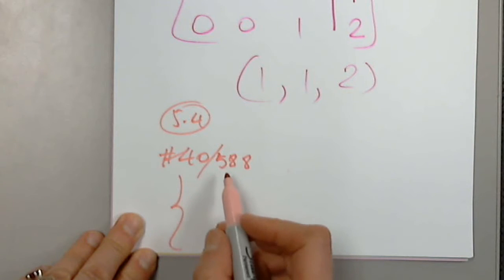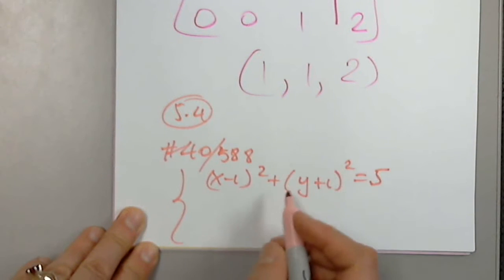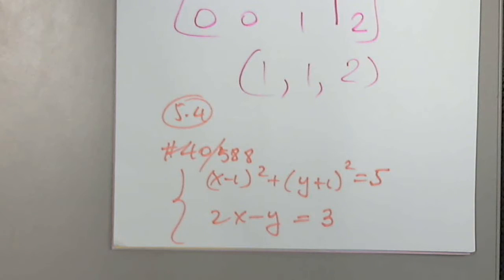So here's a system. X minus 1 squared plus y plus 1 squared equals 5. And 2x minus y equals 3. So the problem is asking us to solve the system by the method of your choice, whatever you want. So how do I do that? First of all, I would like you to tell me which method is applicable here and why, and which method is not applicable here and why.